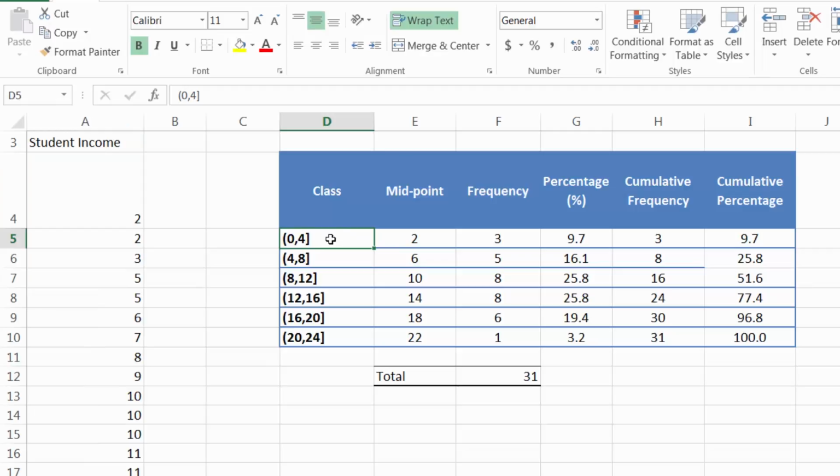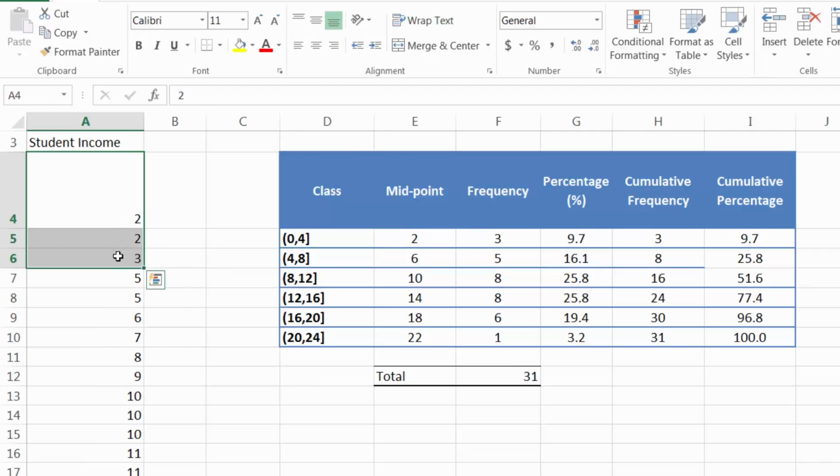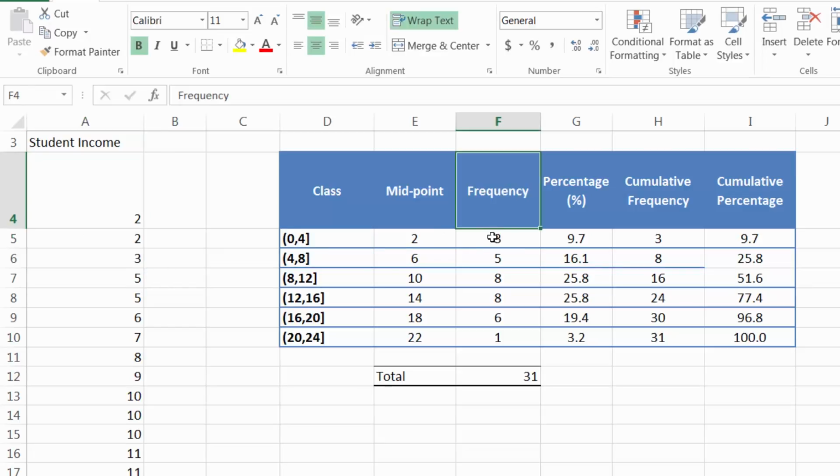For example, how many numbers are from 0 to 4? We can say there's three numbers that are between 0 and 4. And so under this frequency column, I can put the number 3. And so for the next bin, you'll notice that it also has a width of 4, so 4 to 8.